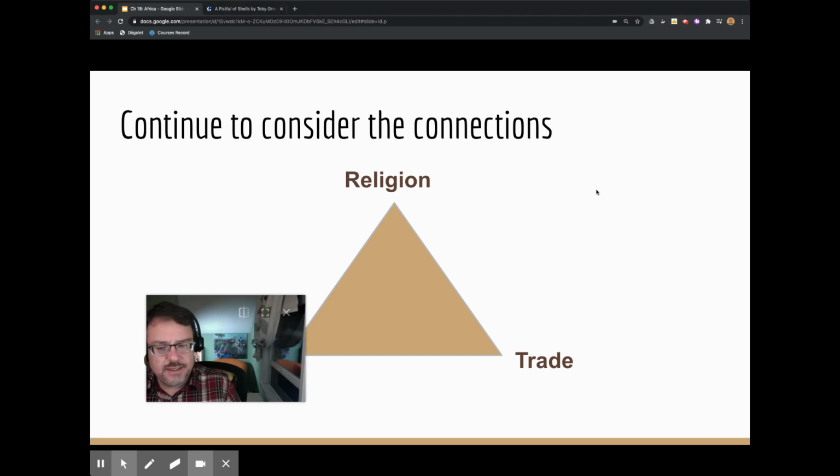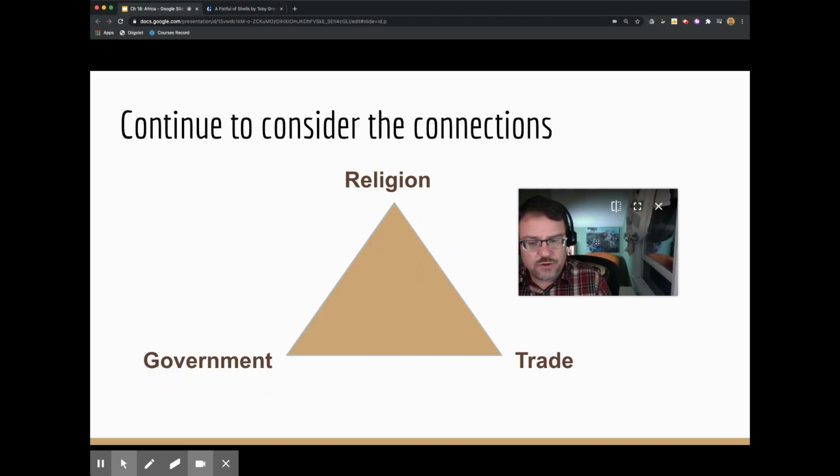As you are thinking about this, you should think of there's a triangle here where these three factors influence each other. So ruling elites were most often the group that would adopt Islam as it came in as a way to forge diplomatic connections, but also merchants would adopt Islam as a way to make connections with traders in the Islamic societies that they're in contact with.